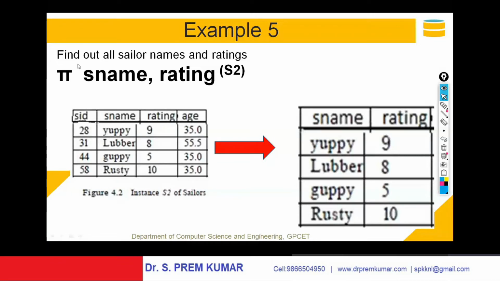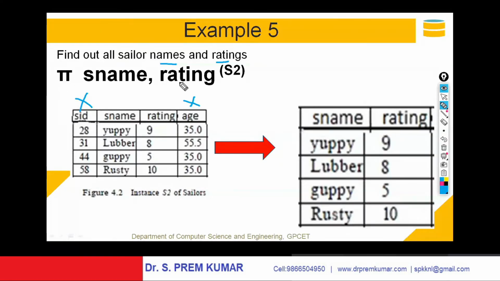I am using pi. Find the sailor names. Here he is specifically saying not all details. He is asking for only names and ratings. Find sailor names and ratings. I want only names and ratings. I don't want their age or their sailor ID. I'm not interested in seeing the rest of the data. In the question he is clearly specifying he wants sailor names and ratings.